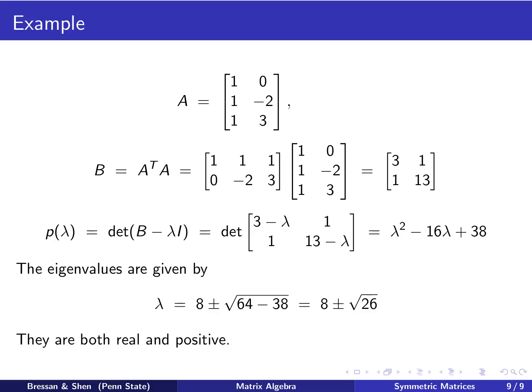Then you can compute the two eigenvalues by the formula, which will be this expression here, and work out what's in the square root. It's 26. You know the square root of 26 is 5 point something. So one root is about 8 plus 5, the other is about 8 minus 5. But they are both real and they're both positive. So at least for this little example, we verified the statement of the previous theorem.